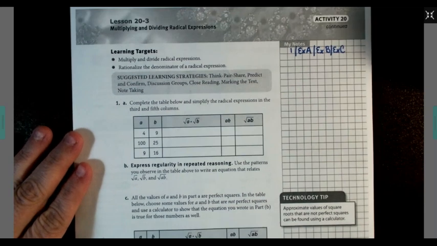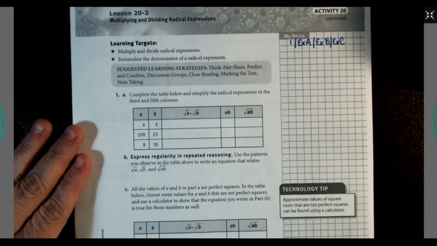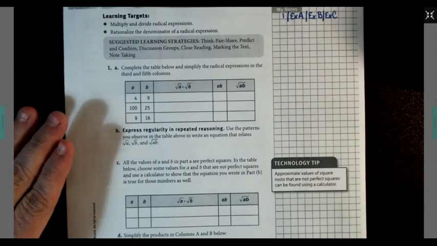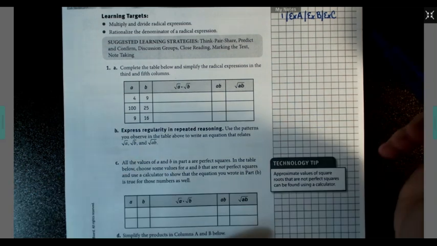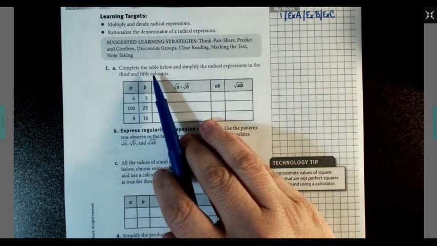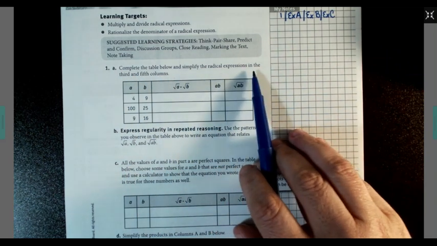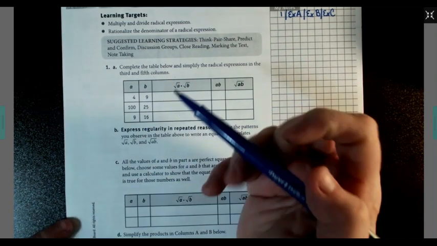Today we're going to be talking about lesson 20-3, multiplying and dividing radical expressions. Number one. Sorry, this is going to be split into 4 sections: number 1, example A, example B, and then example C. A says, complete the table below and simplify the radical expressions in the third and fifth columns. All right.